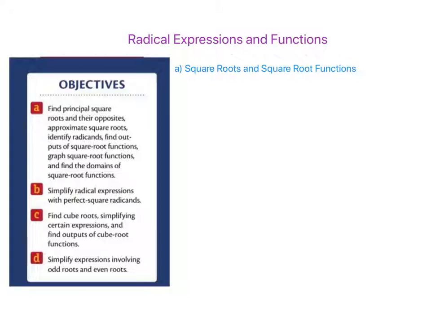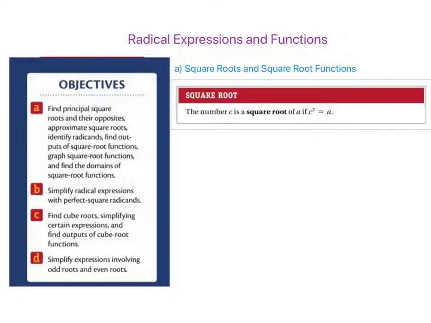Square roots and square root function. When we raise a number to the second power, we say that we have squared the number. Sometimes you may need to find the number that was squared. We call this process finding a square root of a number. The number c is a square root of a if c squared is equal to a.